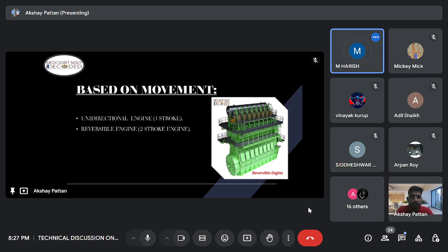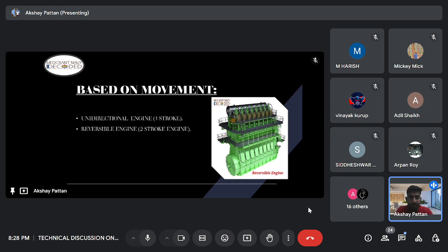Unidirectional engines. But the car moves in reverse as well. Due to the gearbox. Yes, correct. So that is due to the arrangement of gears, right? Whereas the crankshaft rotates in the same direction.